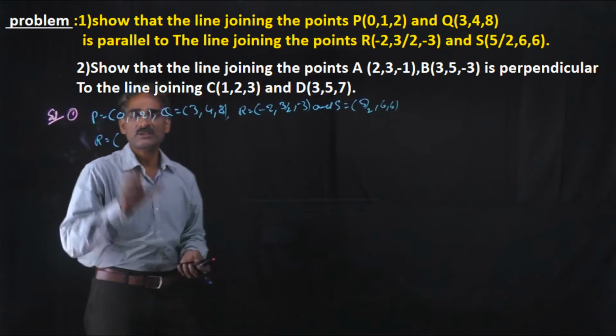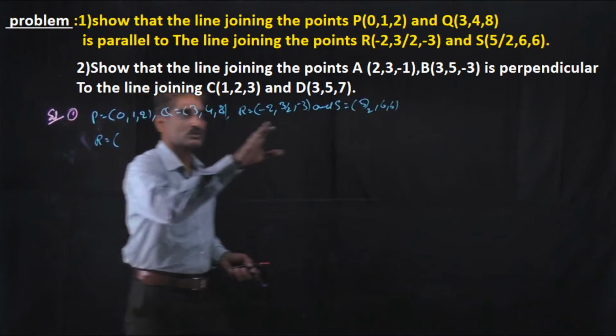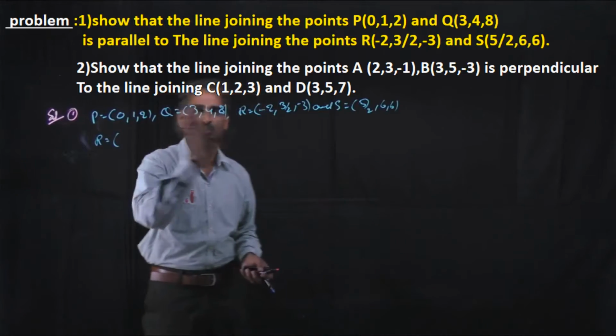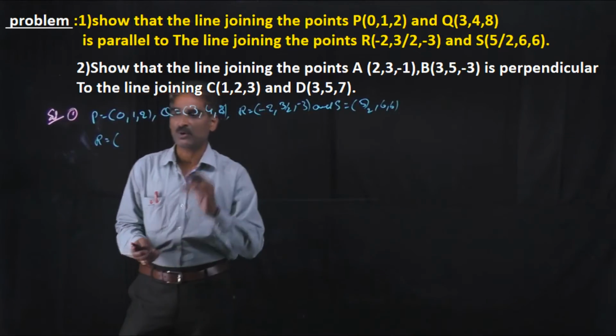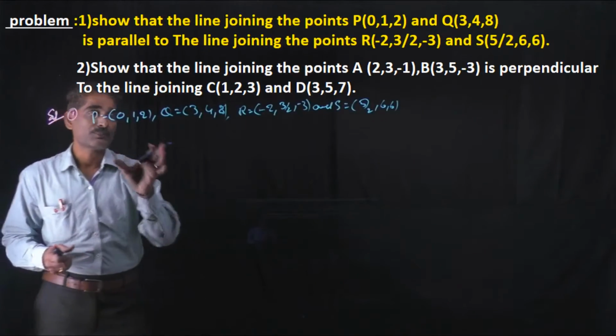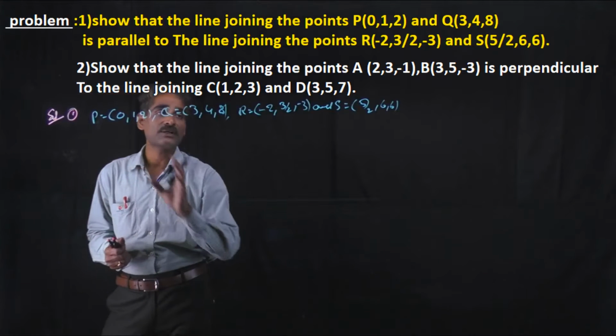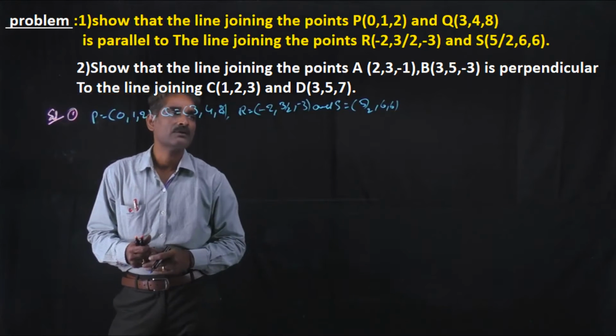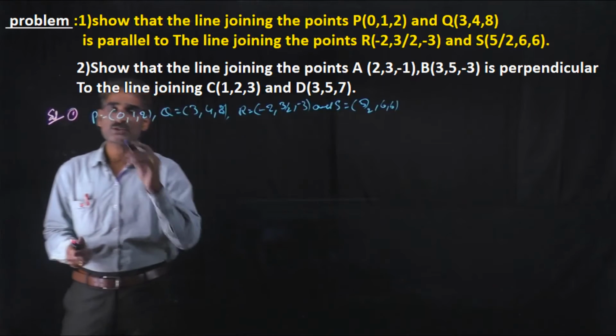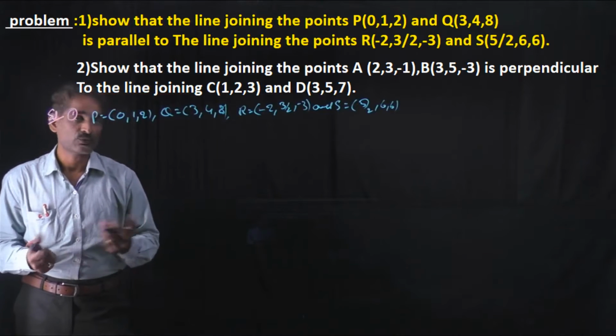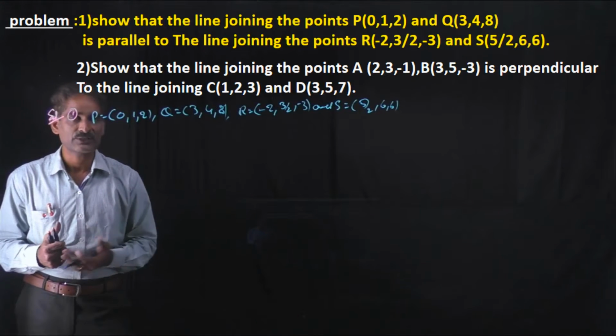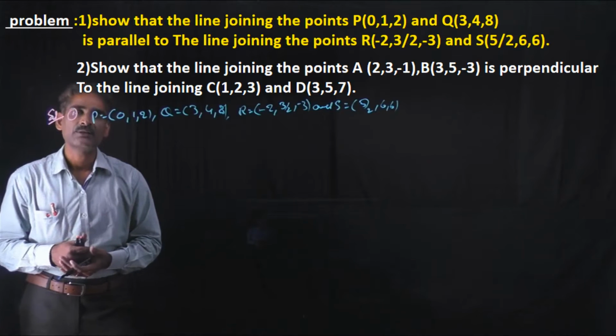We are given that two of these points lie on one line, and the other two points lie on another line. We have to prove that these two lines are parallel. So we have to prove that PQ, the line joining the points P and Q, is parallel to the line joining R and S. First of all, find the DRs of PQ and the DRs of RS. With the help of DRs we can prove that the lines are parallel.